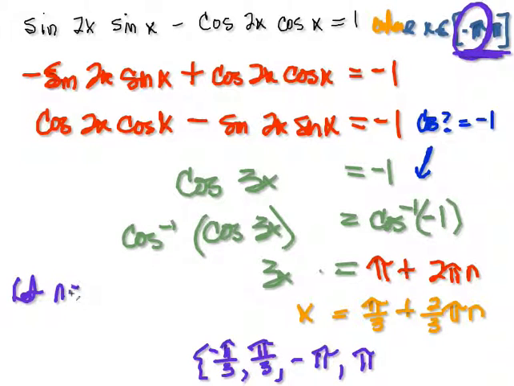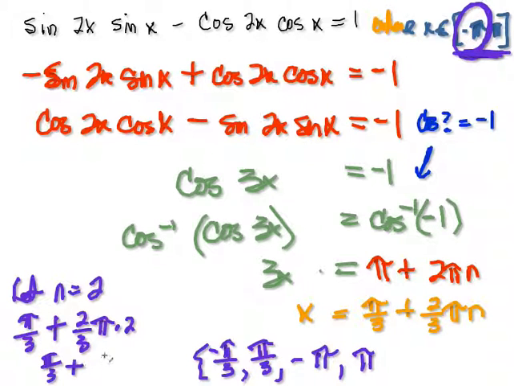Let's let n equal 2. We're going to get pi thirds plus 2/3 pi times 2. You're going to get pi thirds plus 4 pi over 3, so you're going to get 5 pi over 3. 5 pi over 3 is bigger than pi, so not in our range.